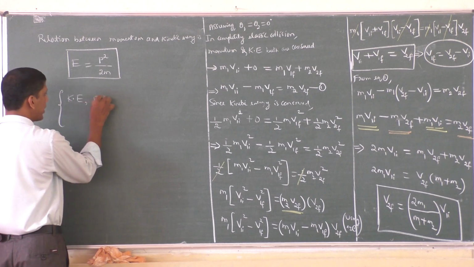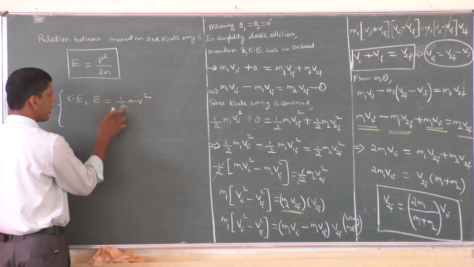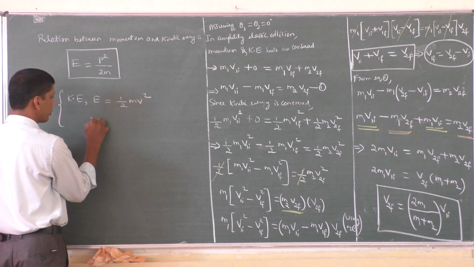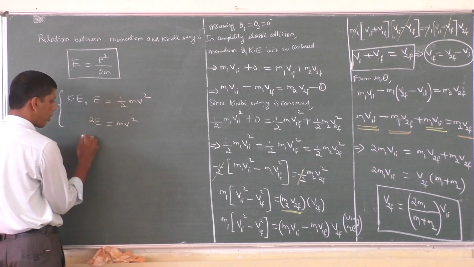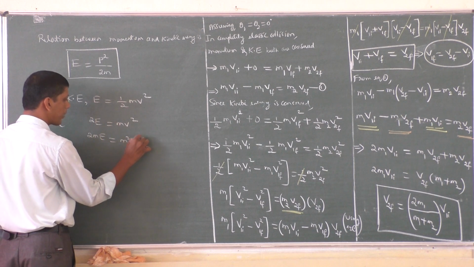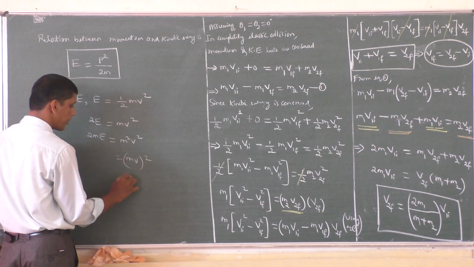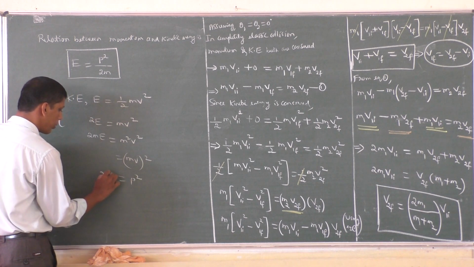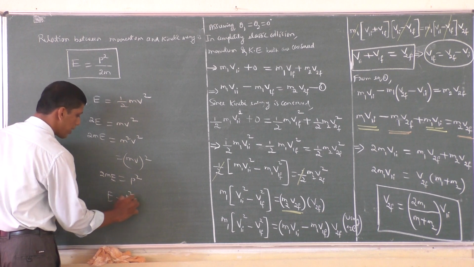I will take and say E is equal to half into m into v square. So take here bring the 2 to left side, 2E that should be equal to m into v square, multiplying by m on both sides, so we can write it as 2mE that should be equal to m square v square, but this can be written as mv whole square that should be equal to p square that should be equal to 2mE, or you can write it as E is equal to p square by 2m.